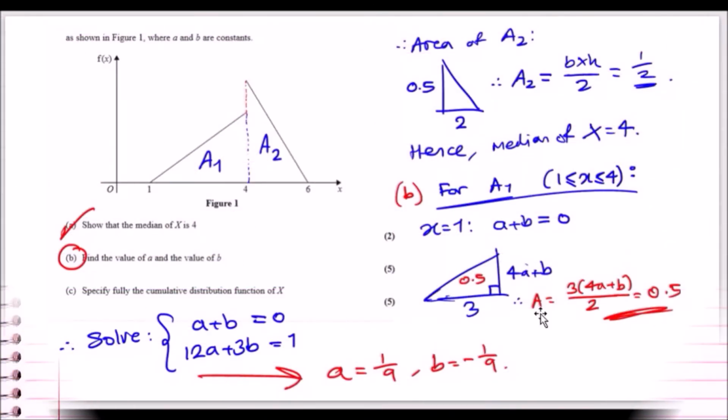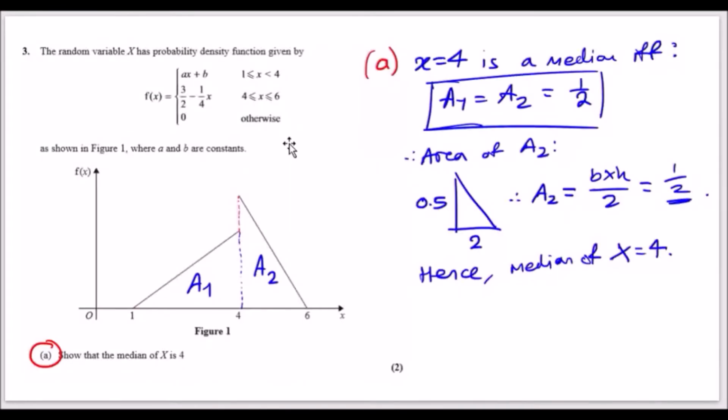Now, next one. So find the value of A and value B. So yeah, so we come to that point now. So what did I do here? So this was the previous question here. So I said, okay, so for A1, I worked with A1 first. So just having a quick reflect on the PDF.